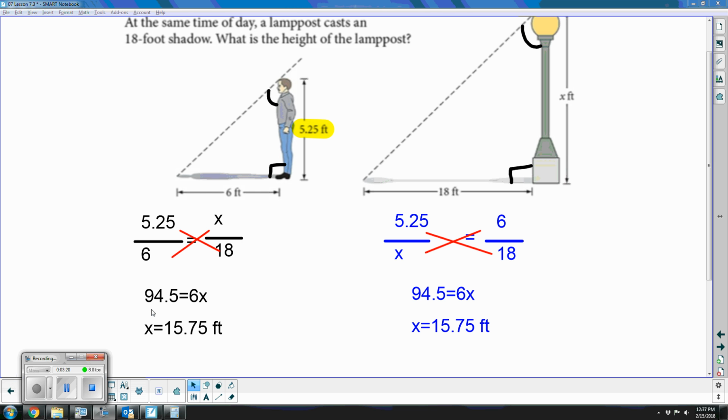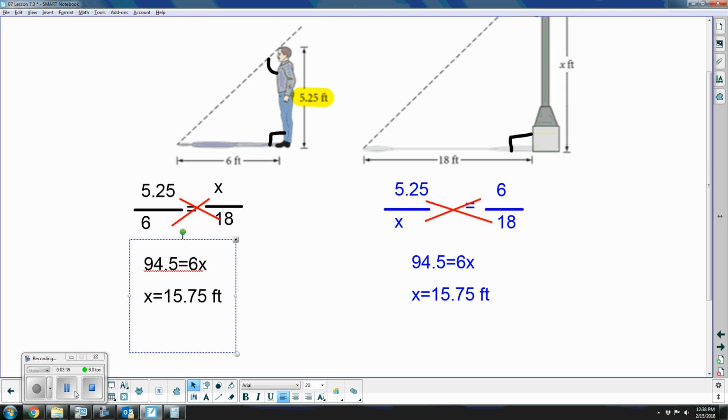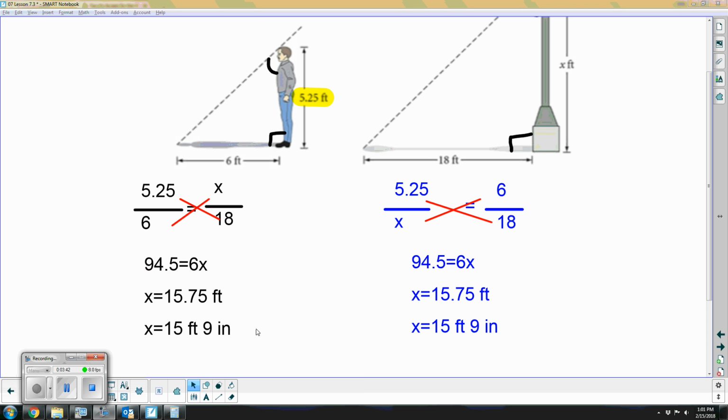So in this first example, my proportion using sides of the same triangle compared to same sides of the second triangle, I have 94.5 equals 6x, so x equals 15.75 feet, and 0.75 feet is 9 inches. And then for the next example, 15.75 feet is what you get for x, which is the same as 15 feet 9 inches.